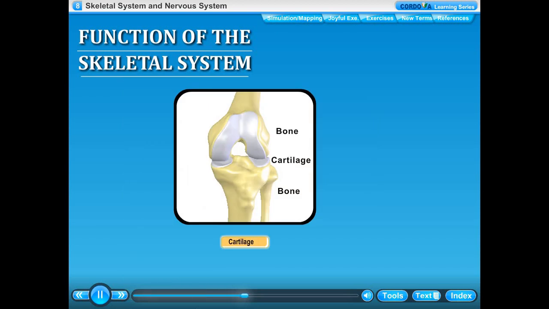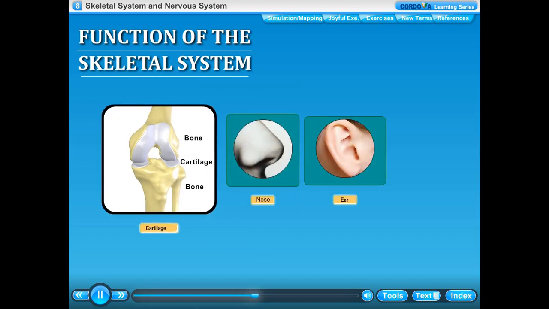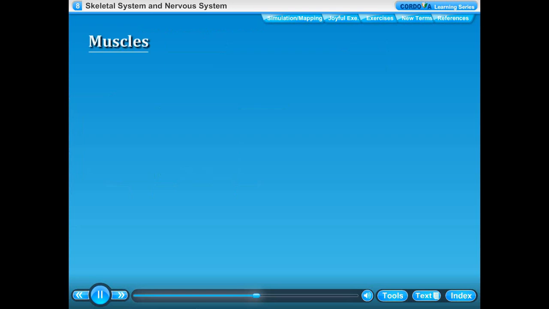Cartilage. Cartilage is a tough, elastic substance. It holds the bone in its place. It prevents the bones from wear and tear, because without it, bones would rub against each other and wear out. Our nose and ears have cartilage.